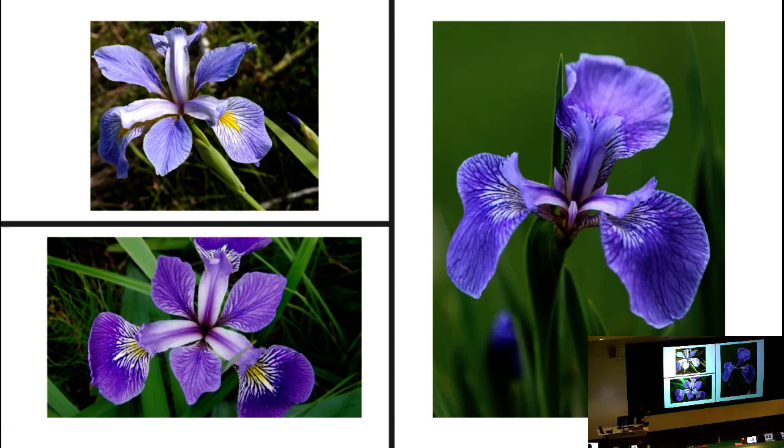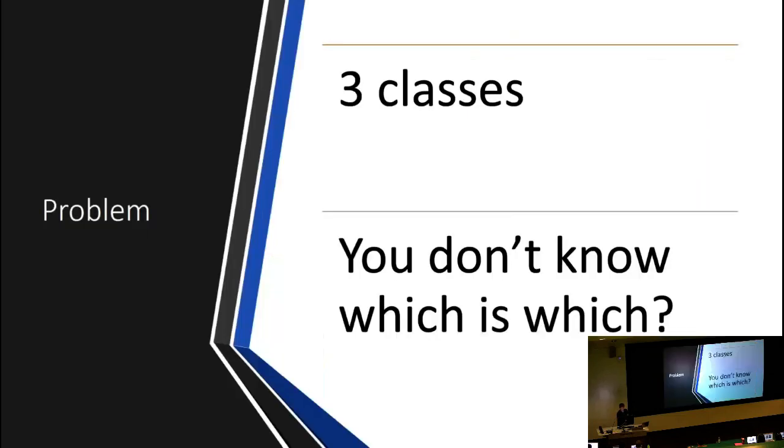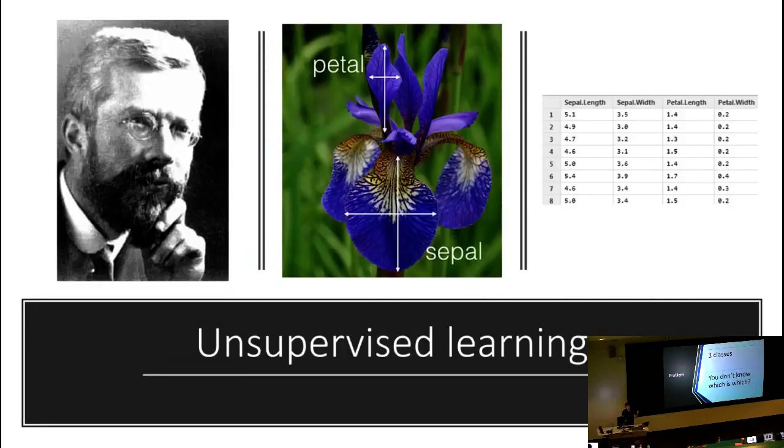Anyway, you decide that what you're gonna do is you're gonna measure these plants and you're gonna use unsupervised machine learning to split all the plants you've measured into three groups, because you know there's three different categories, you just don't know which one's which, okay? So it's an unsupervised learning problem.